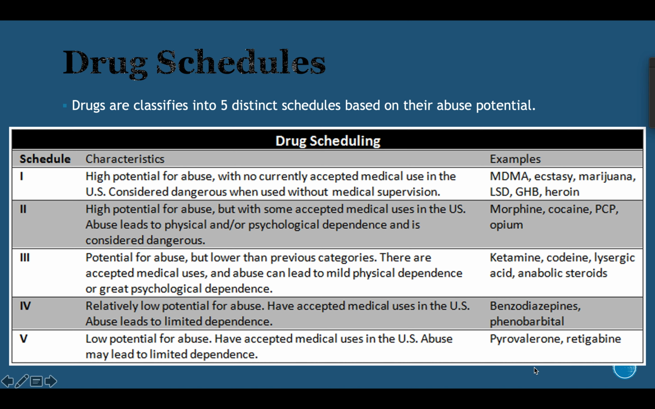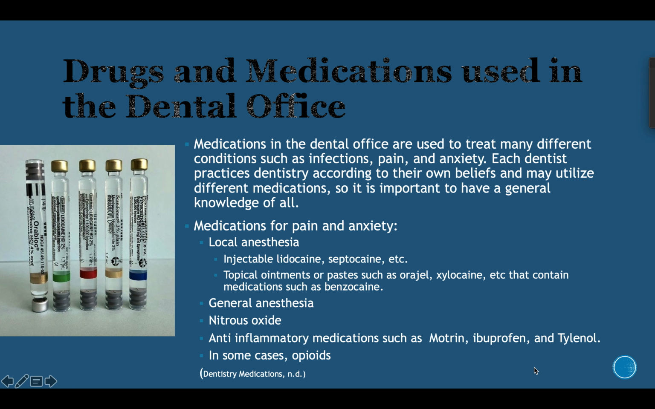Schedule 3, going down, more common, codeine. They do have some accepted medical uses, but it's a lower likelihood that it's going to lead to dependence or psychological dependence. Then Schedule 4, we're getting lower down, benzodiazepines, phenobarbital. Schedule 5, very, very low abuse potential. So this is kind of where everything is categorized, and there are charts online that show what every drug is categorized into here.